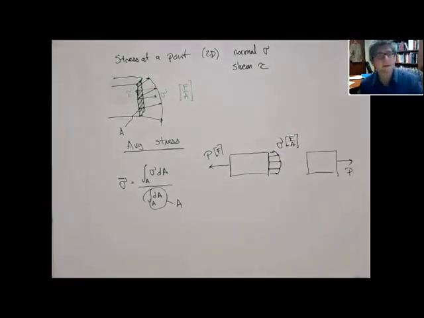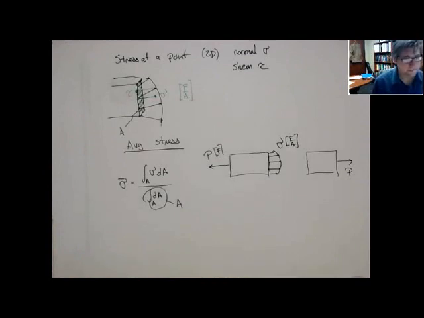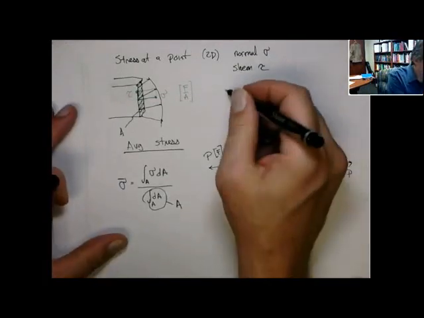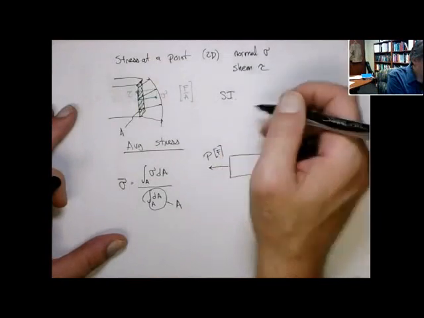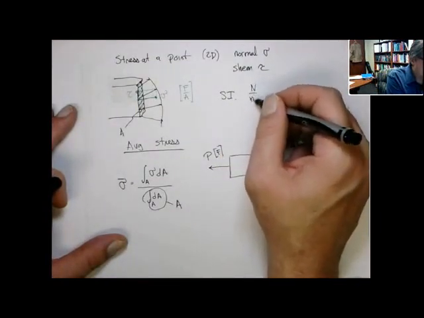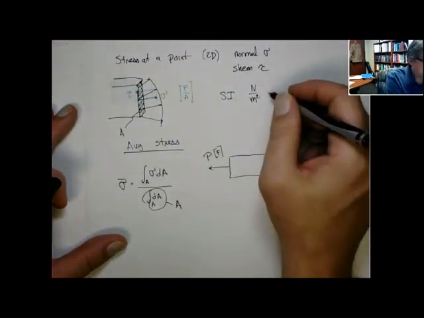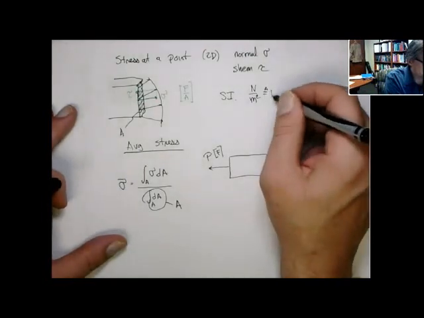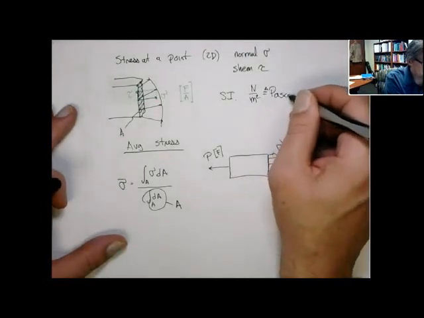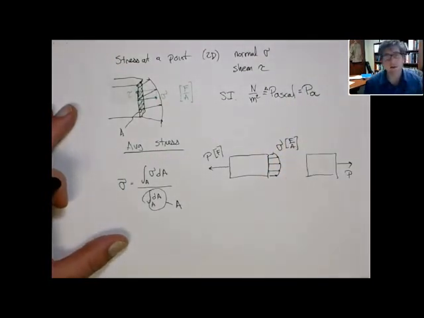Well, I should have talked in the last video about the units. I was sloppy about that. Force per area, right? If we're in SI units, force per area is a Newton per meter squared. That's the basic unit of stress. Now, that is defined as a Pascal. Pa is the symbol for Pascal.